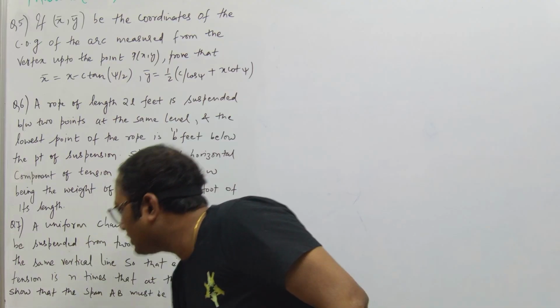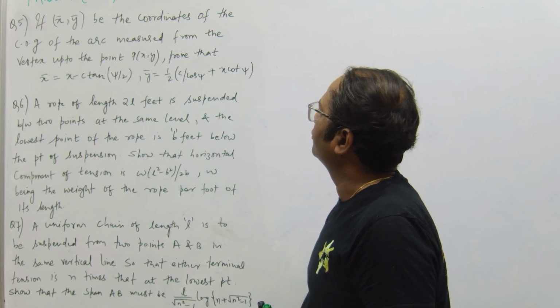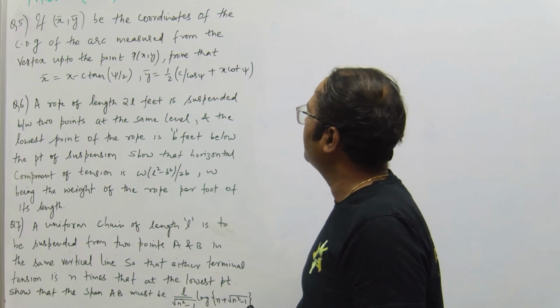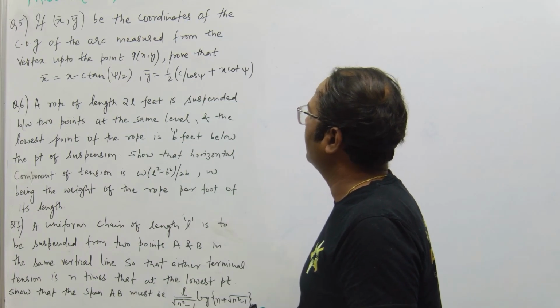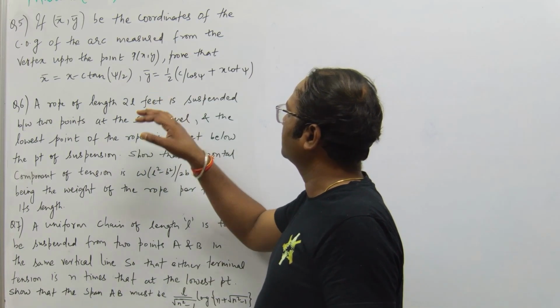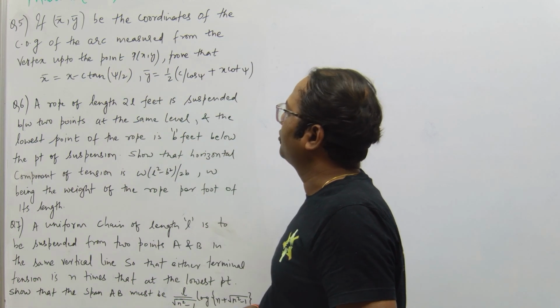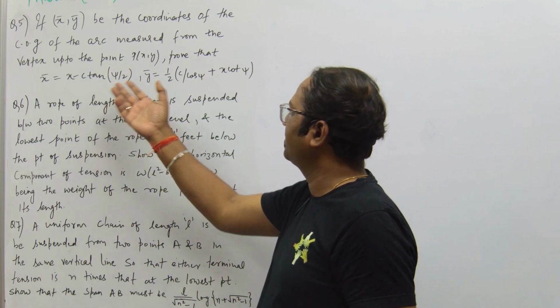So let us discuss question number 5. What is given in question number 5? If x bar and y bar be the coordinates of the center of gravity of the arc measured from vertex up to point P, prove that the position of the center of gravity is given by this particular expression.